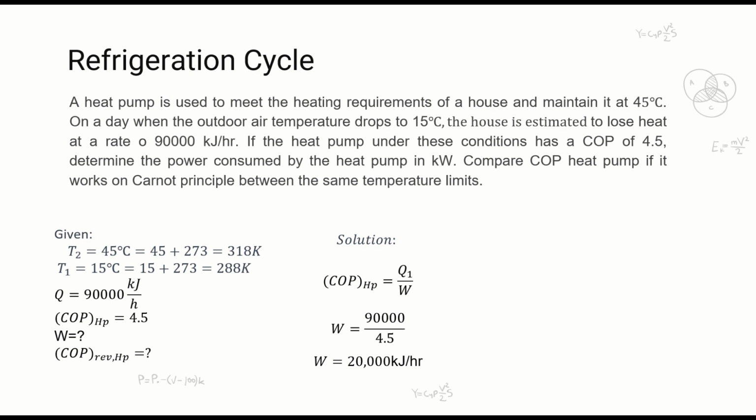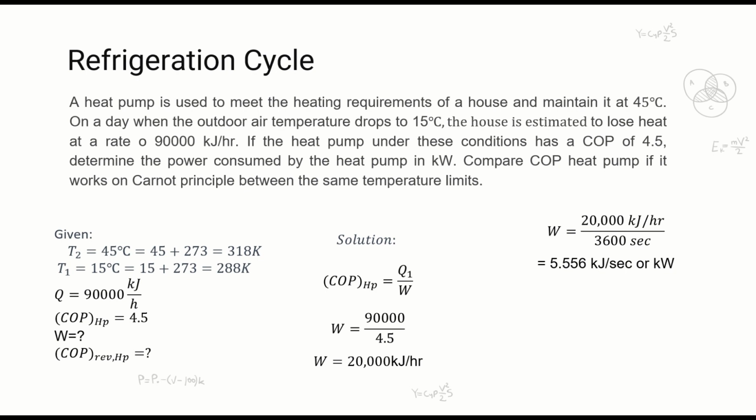Next, let us proceed to finding our COP of the reversible HP. In this part, we should first convert the hour into seconds by dividing 20,000 kilojoules per hour by 3,600 seconds. So we have 5.556 kilojoules per second, or kilowatts.